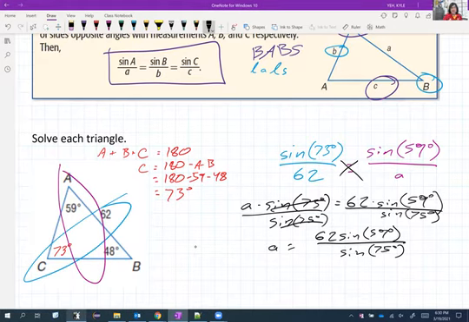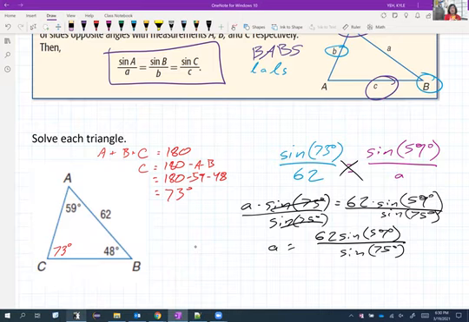Before I plug this in my calculator, I always like to get a good idea, an estimate, and say, okay, what seems like a reasonable answer based on this picture? We can never really trust a picture to be to scale, but this one looks okay. The 48 looks about 48. The 59 looks about 59. Same with the 73. So if this is 62, I think that side length A looks a little bit less than that. Definitely not single digits, but should be less than 62.